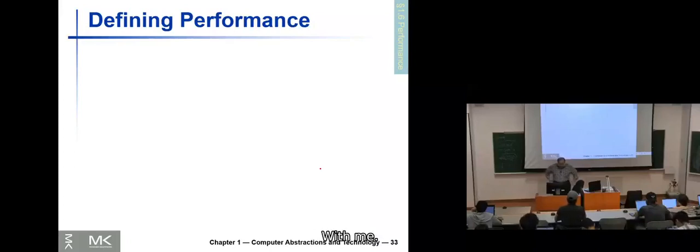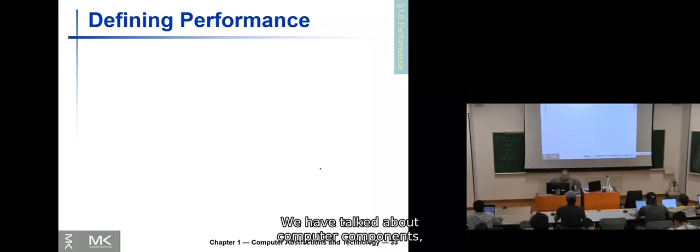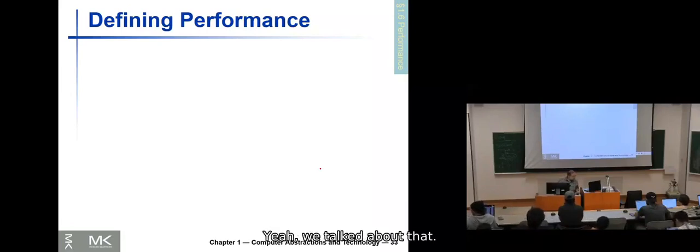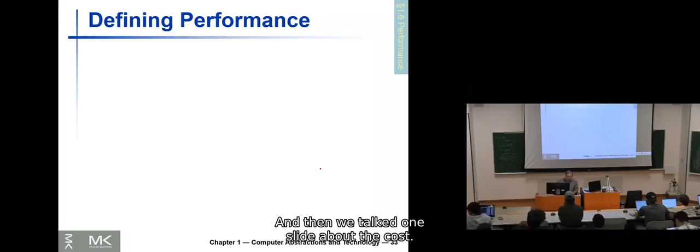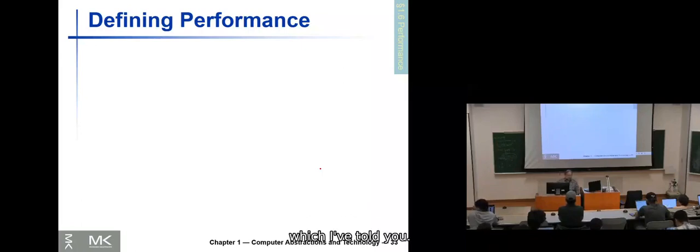So everybody be with me. We have talked about computer components, about technology, a little about CMOS transistor, yeah? We talked about that. And then we talked one slide about the cost. Do you remember? The cost of the IC, which I've told you the cost is proportional to die area to the power of 2 or 3, something like that.